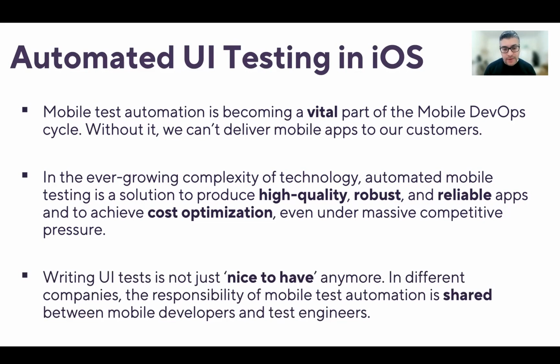So in different companies now, the responsibility of mobile test automation or writing the UI test becomes shared between the mobile engineers and test engineers or the automation test engineers as well. So now with the collaboration, if we are working in an agile environment and Scrum as well, we are working in cross-functional teams, and we can also share our responsibility for test automation between the team members.